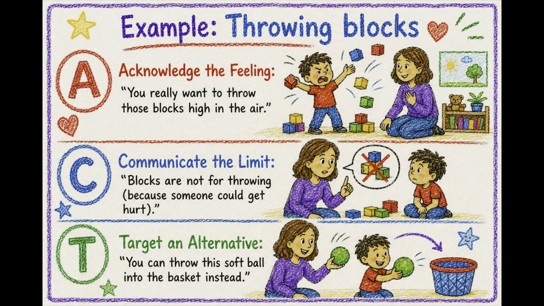But this method, like I said earlier, comes from Dr. Garry Landreth himself and the work that he did in child-centered play therapy. Some other examples can be maybe a child is throwing blocks. So the A, acknowledging the feeling, you can say, you really want to throw those blocks high in the air. And then communicating the limit would be, but those blocks are not for throwing. And then targeting an alternative, you can again come up with your own, but an example would be, you can throw this softball instead. Or you may choose to throw some balls in the hoop outside instead.